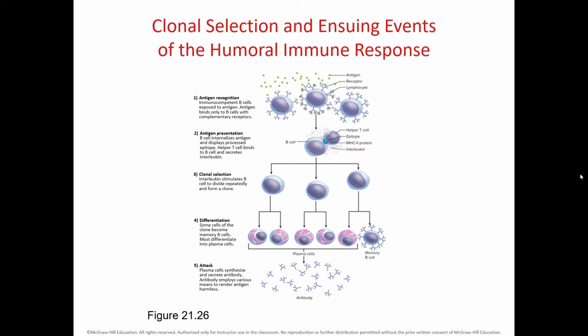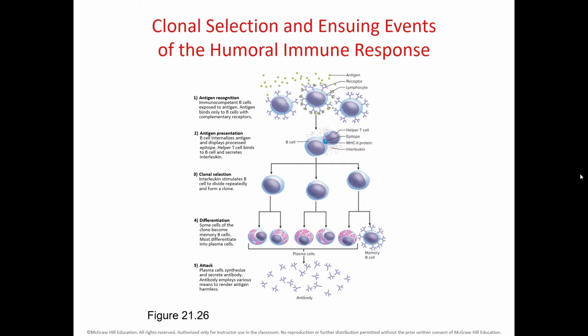All right, when we look at this picture, what we have is antigen recognition. So in the top part of the picture, you've got the B cells with multiple receptors on their surface. A particular antigen has to bind to multiple receptors, clumping those receptors or binding those receptors together.